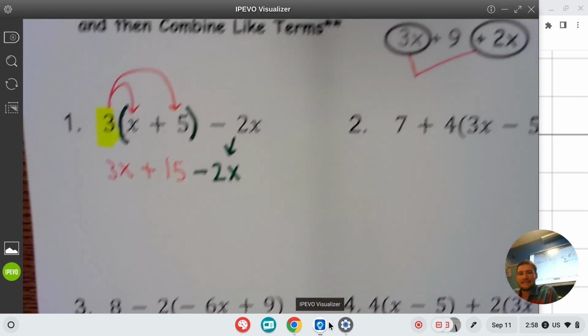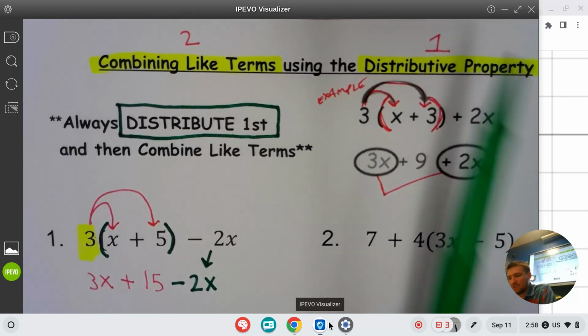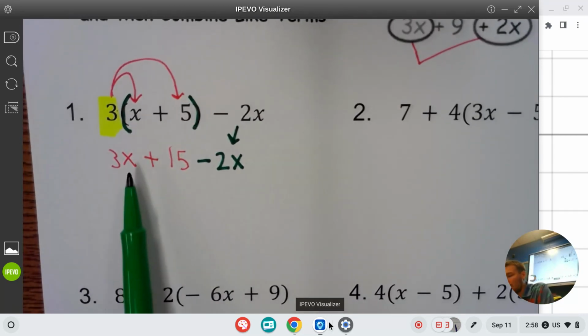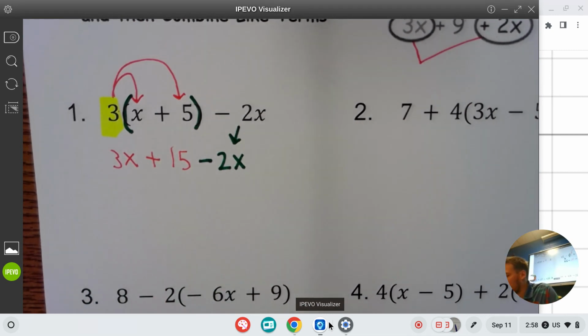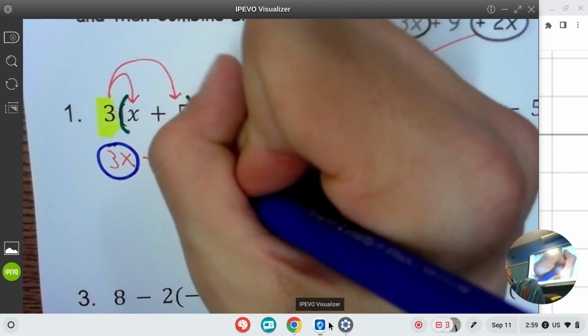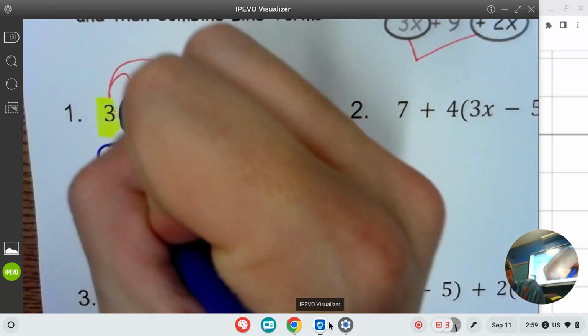Now, like I said at the top of the paper, we're going to distribute first and combine like terms second. And so now we're looking at three terms, A, B, C. Which ones are going to combine together? 3x, wait, 3x negative 2x. Exactly. We're going to have these two terms combine together.